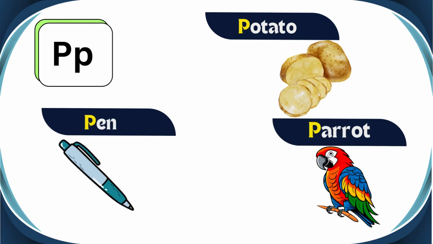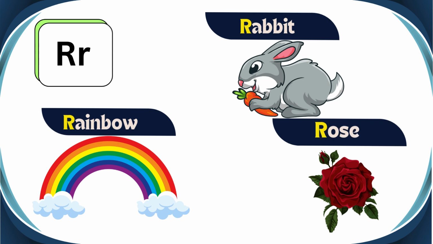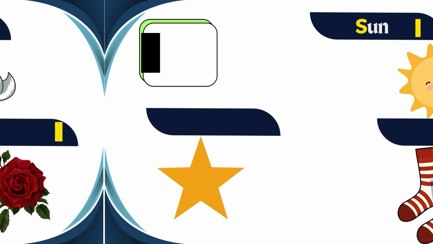P for potato, P for pen, P for parrot. Q for queen, Q for quilt, Q for quail. R for rabbit, R for rainbow, R for rose.